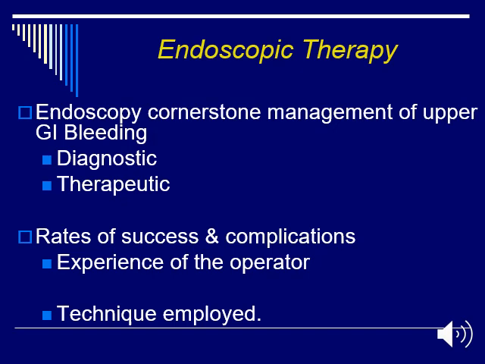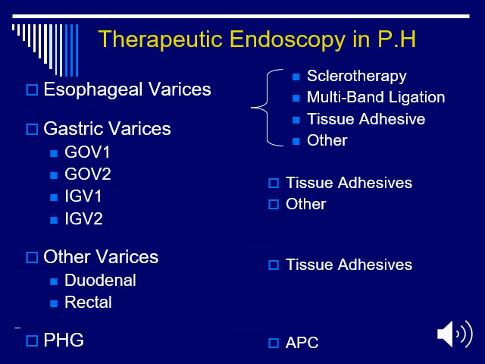Endoscopic therapy is the cornerstone of upper GI bleeding management, and this is what we have. For esophageal varices, you have sclerotherapy or band ligation or tissue adhesive. For gastric varices and the other varices, you will have only the tissue adhesive.